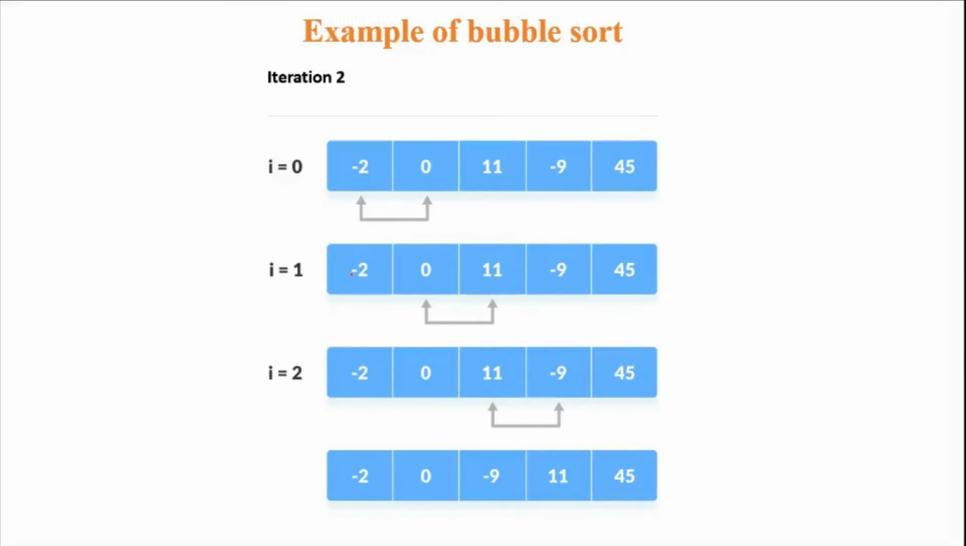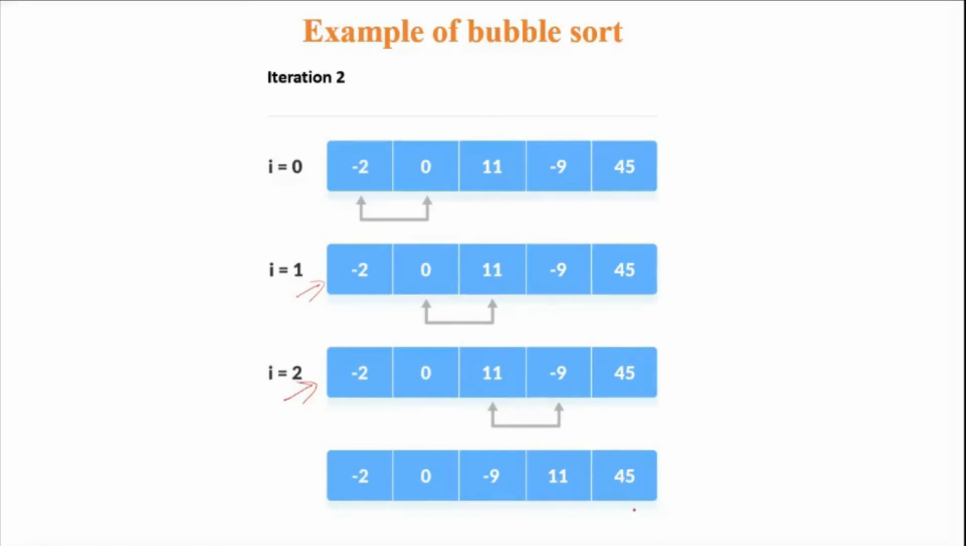Then in the second step, 0 is checked with 11, so no change is to be done because 11 is the larger one. In the third step, it is checking 11 and minus 9, which is the larger one. Obviously 11 is the larger one, so we are swapping them with each other. That is, 11 occupies the space of minus 9 and minus 9 occupies the space of 11. So this is happening: minus 2, 0, minus 9, then 11 and 45.